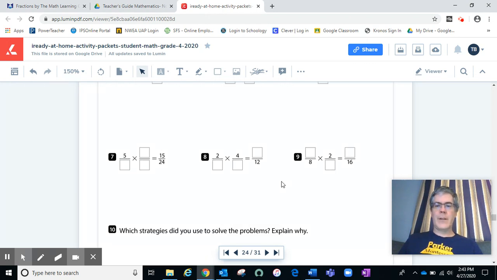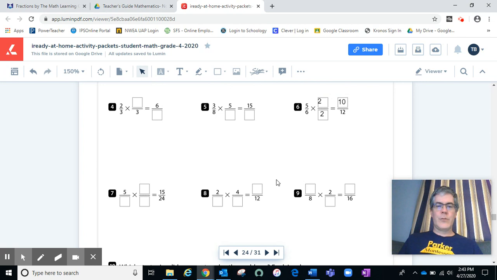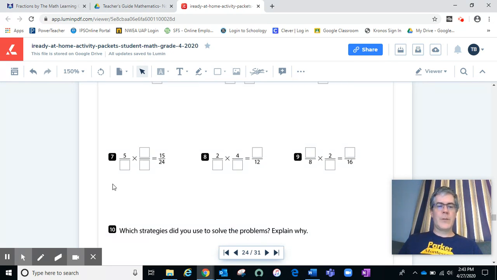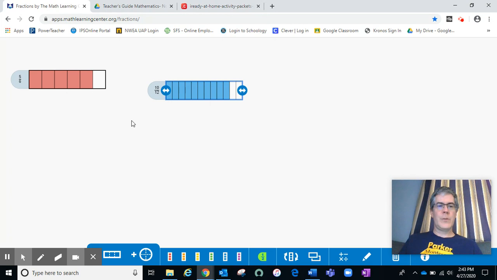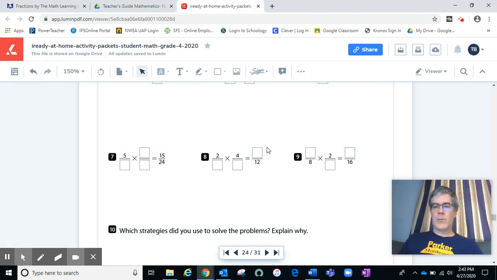So go ahead and take a look at the rest of those. You should be able to do those working backwards. Again, use the tools on this page if you need to. Think about what you're doing when you're converting fractions.